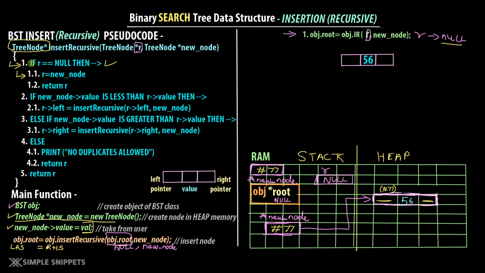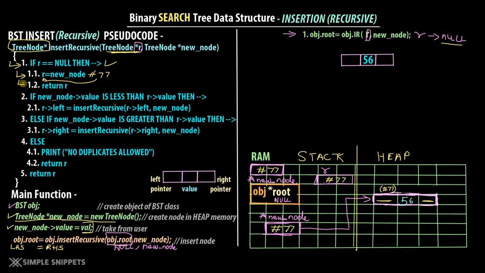So now we will go inside the if, we will say R equals new node. So what is the value inside new node? New node is nothing but a pointer of tree node, correct? It has the value #77. So #77 will now be transferred into R. R is also a pointer of type tree node, you can see over here. So both of them are compatible. So now R will store #77.